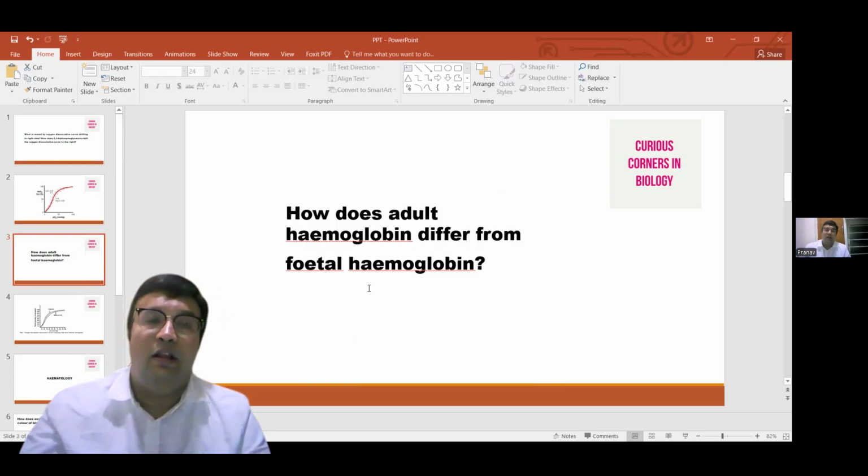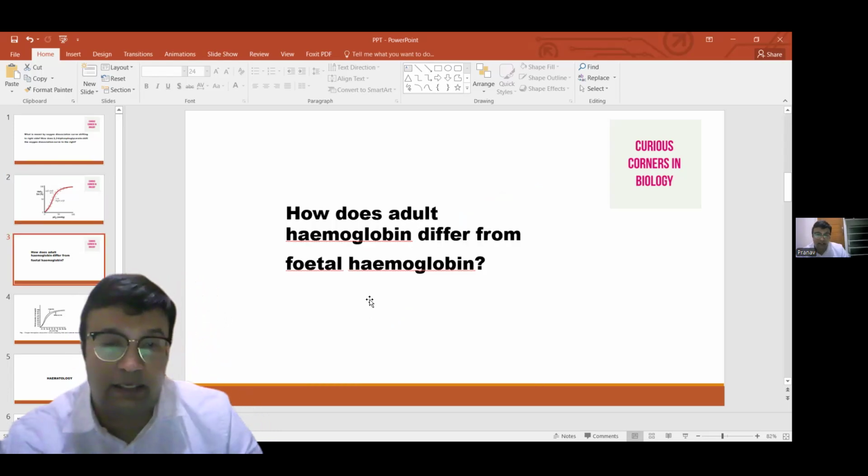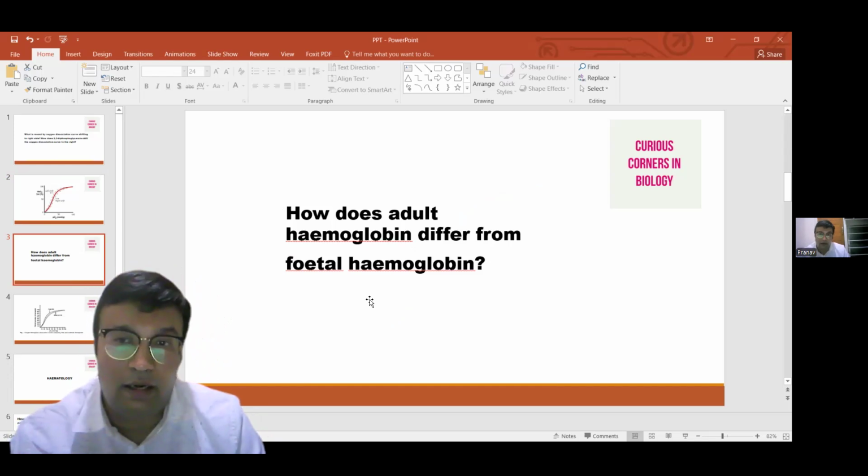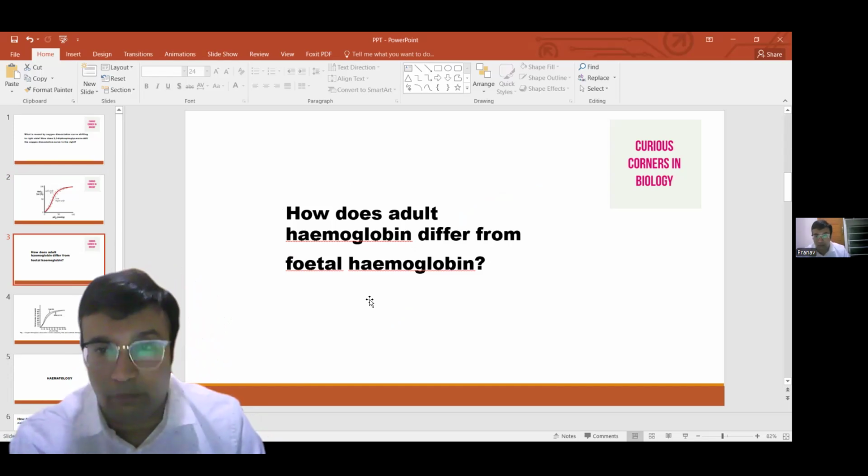Okay. Along the same lines, there is one more interesting question. Actually, there are two types of hemoglobin: adult hemoglobin and fetal hemoglobin. By adult hemoglobin, we mean maternal hemoglobin, and fetal hemoglobin is that which is present in the blood of the fetus. So this question asks how adult hemoglobin differs from fetal hemoglobin.